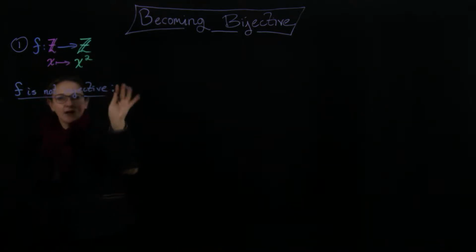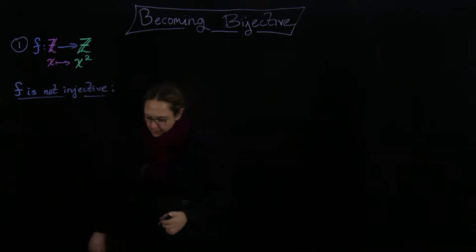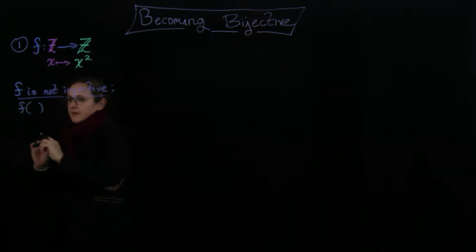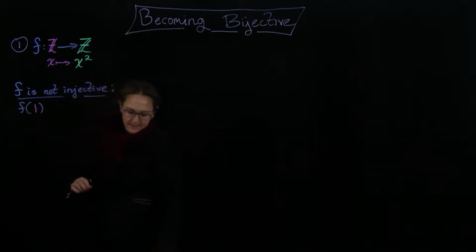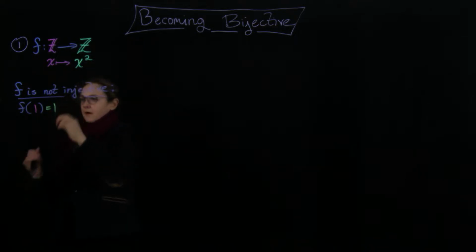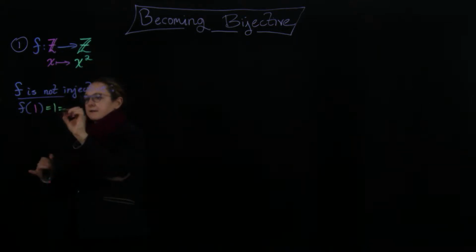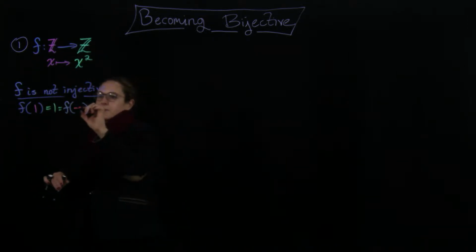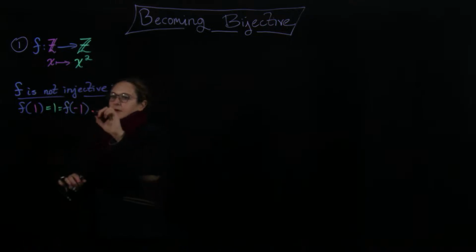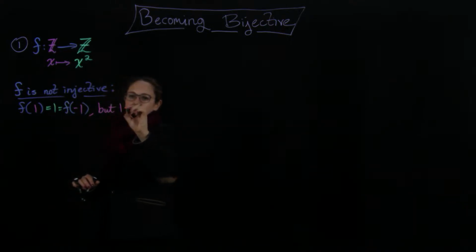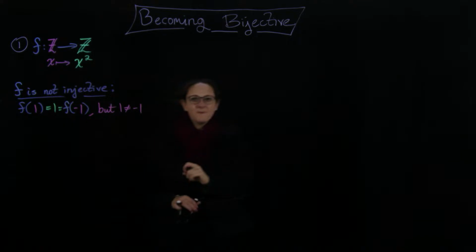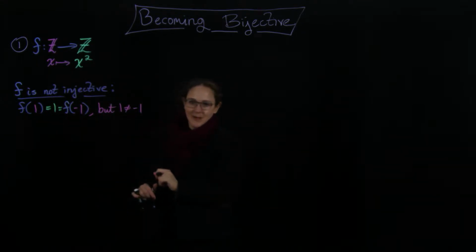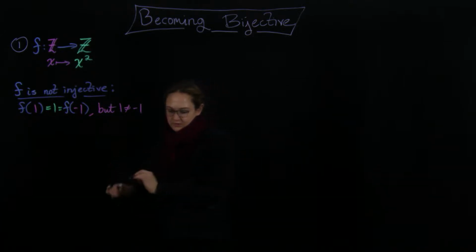So how do we know that f is not injective? Well, f of 1 outputs 1, but that's the same thing I would get if I took f of minus 1. So these are two different inputs, since 1 does not equal minus 1, but they give the same output. So it's not injective. I found two distinct numbers that gave me the same output. It's also not surjective.